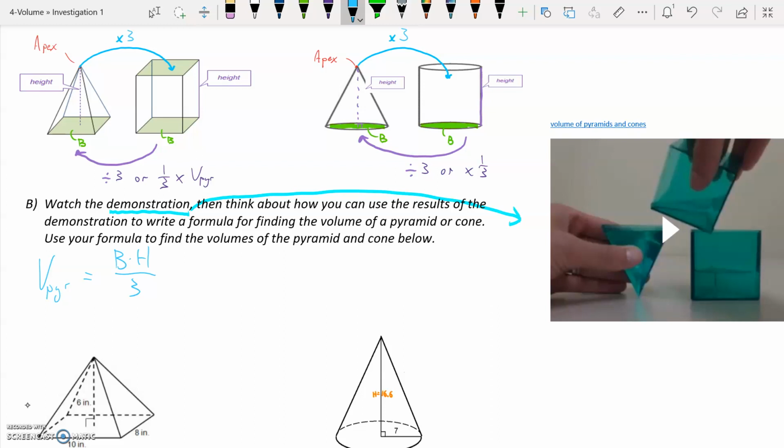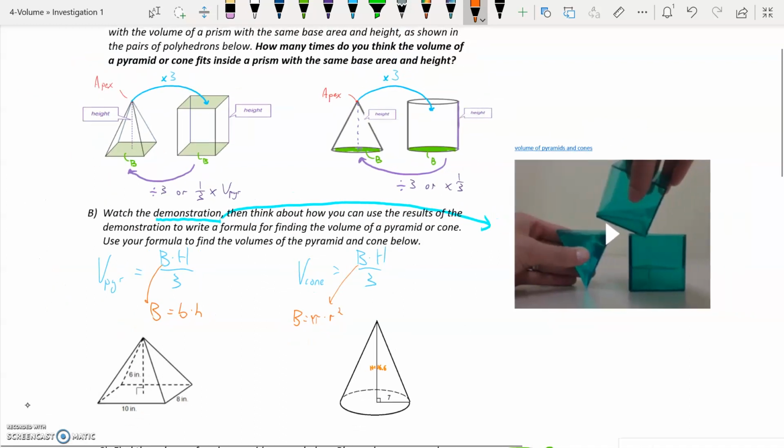We've got exactly the same formula for the volume of a cone. So the volume of a cone is equal to the base area times the height divided by 3. The only difference between these two is that for the cone, your base area is the area of a circle, so pi times the radius squared. And for the pyramid, your base area is a rectangle, so it's going to be little b times little h, or length times width. So you find the area of the rectangle, and that gives you the area of the base. So that gives us our two formulas.